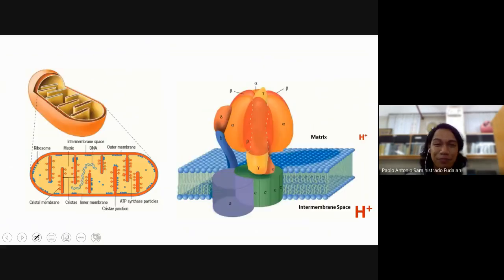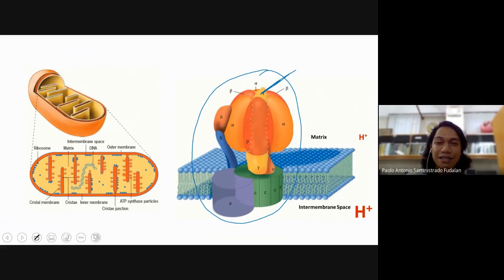And here we have the structure of the ATP synthase. Look at it. It looks like a turbine, no? The middle part, the gamma subunit, looks like an axle, and it turns every time a proton is moved from the matrix to the intermembrane space.